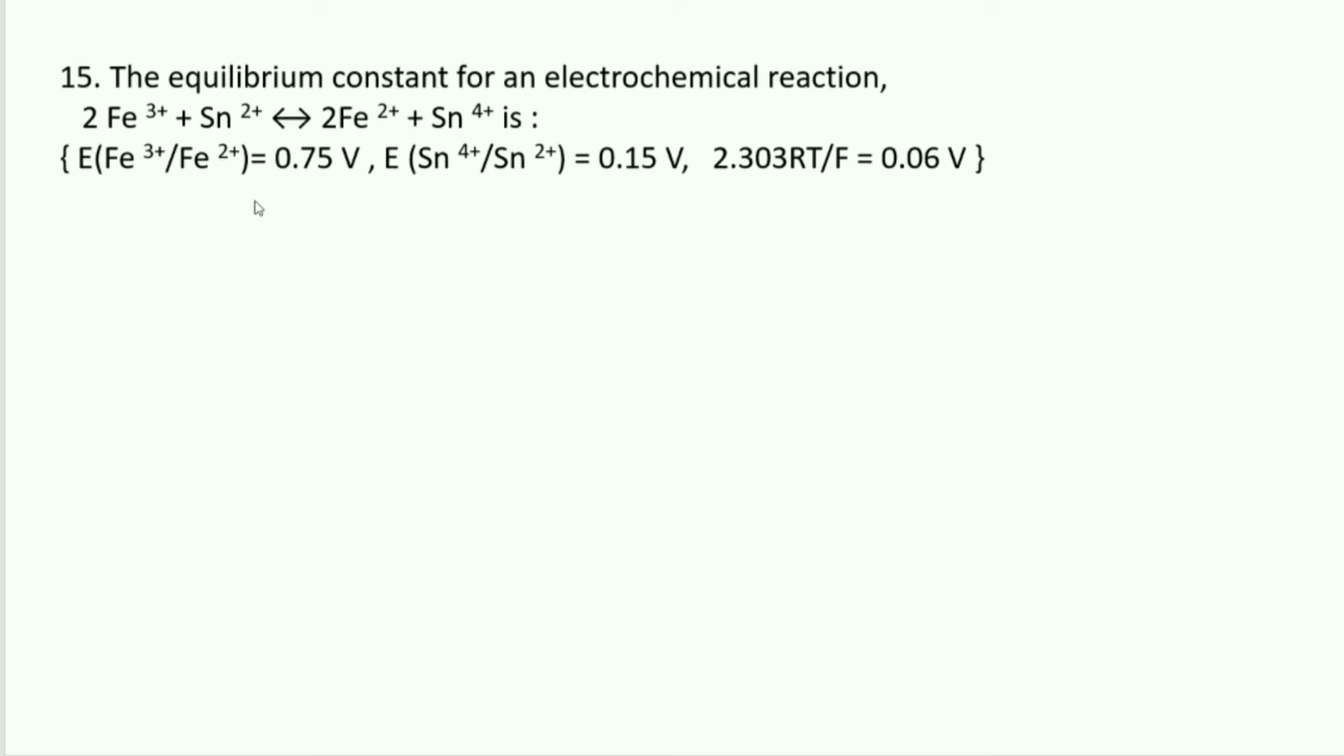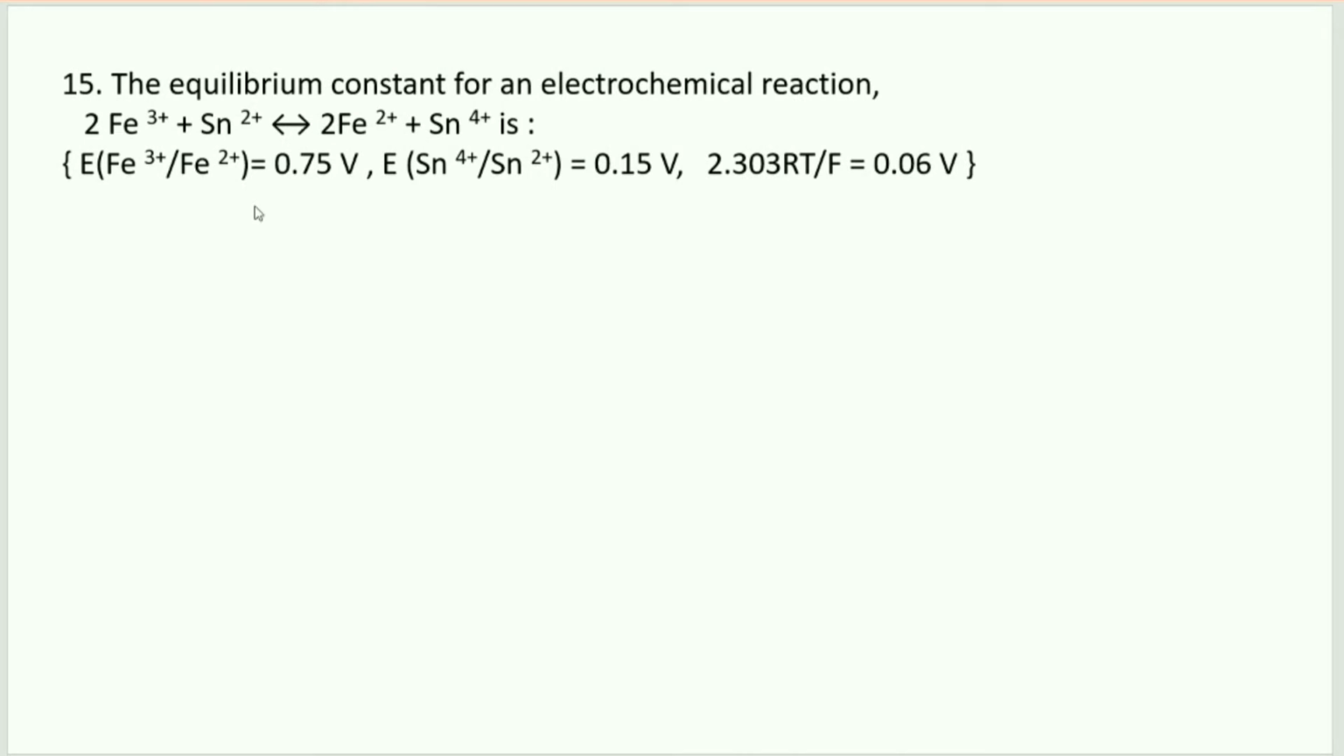The equilibrium constant for an electrochemical reaction. The reaction is given: 2Fe3+ + Sn2+ giving 2Fe2+ + Sn4+. We have to find the equilibrium constant K. The equation for finding the equilibrium constant is E0, standard EMF, equal to 0.0591 by n log K, where n is the number of electrons involved and K is the equilibrium constant.